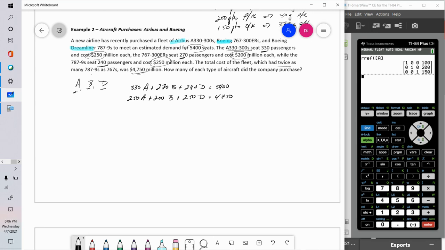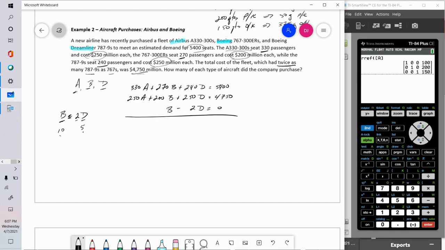So notice we have two equations with two unknowns. The last piece, we need a third equation. The last piece of information here, it says that the fleet had twice as many Boeings as Dreamliners. So we've got Boeing, we have Dreamliners. There are twice as many Boeings as Dreamliners. I like to do this: if there are 10 Boeings, there would be 5 Dreamliners because there's twice as many Boeings as there are Dreamliners. That means I'm going to multiply the Dreamliners by 2. The number of Boeings is equal to twice the number of Dreamliners. So B minus 2D equals 0, and there's my third equation.